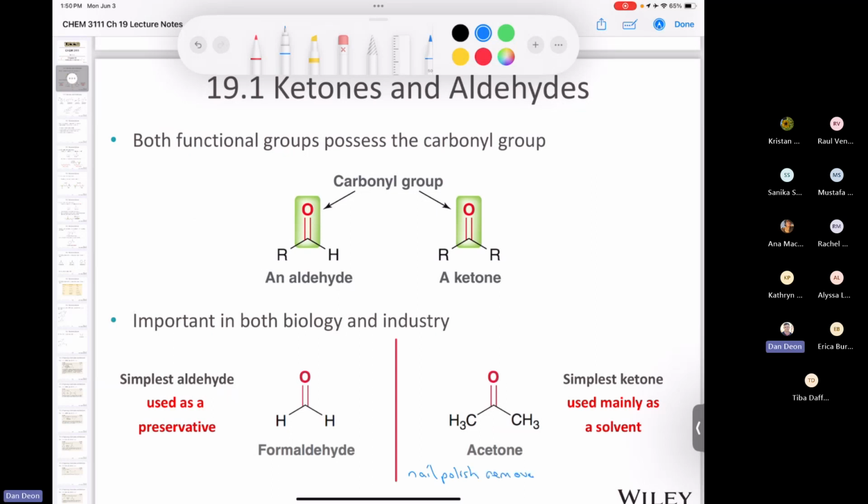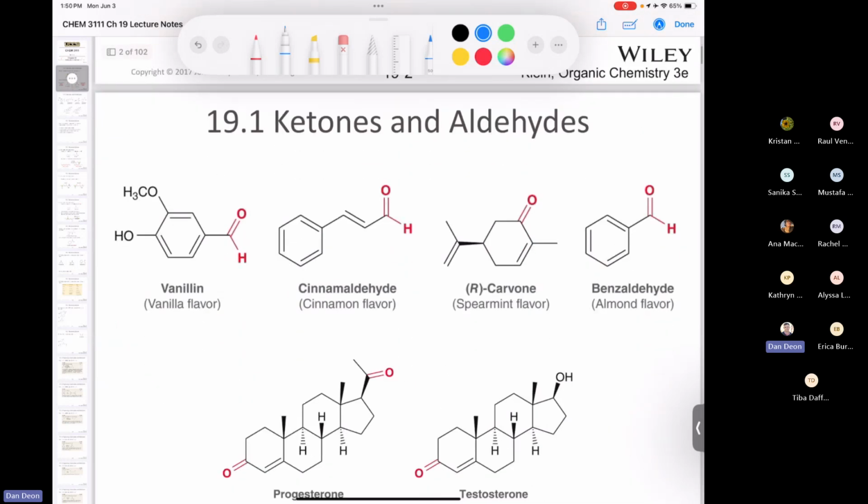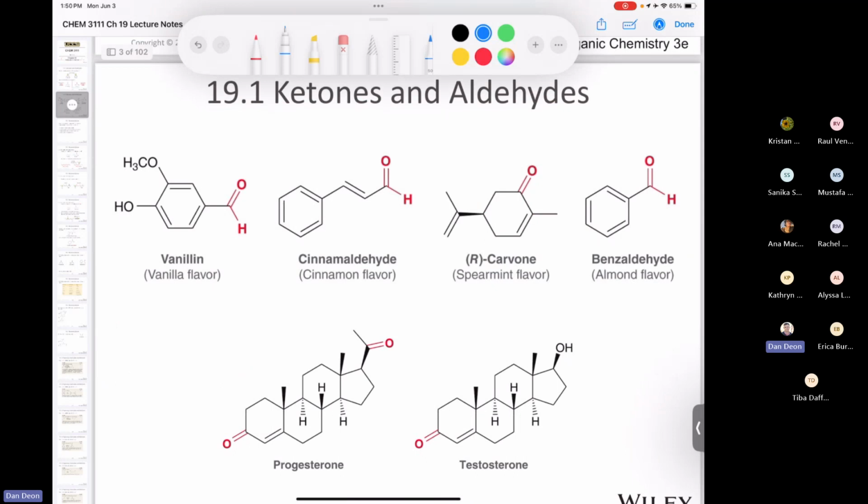But acetone has many uses. You probably used it in the lab to clean glassware sometimes. It's used as a reagent. It's used as a solvent. It's used as a paint thinner. Acetone has a wide variety of uses. So where would you find aldehydes and ketones in your everyday life? Everywhere. They're pretty ubiquitous in terms of naturally occurring compounds.